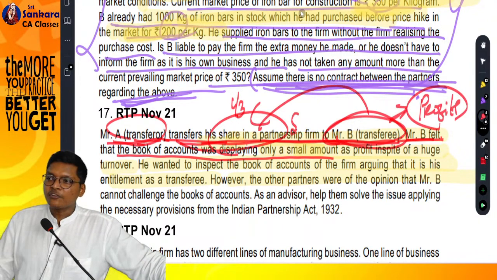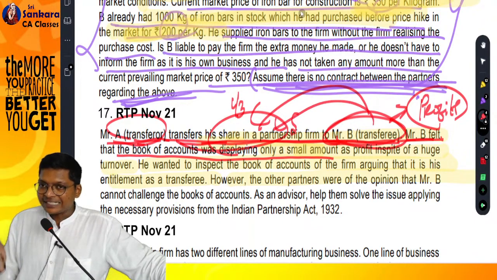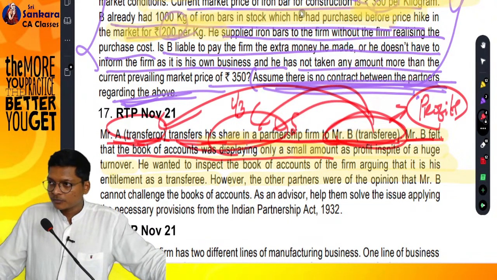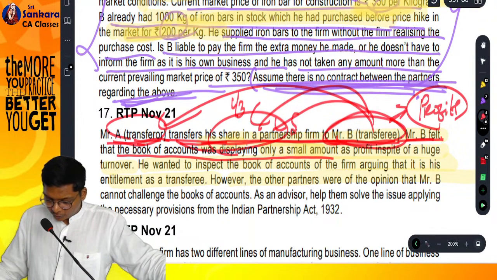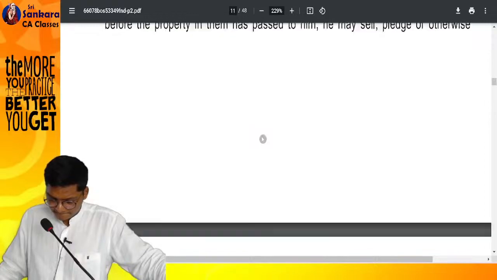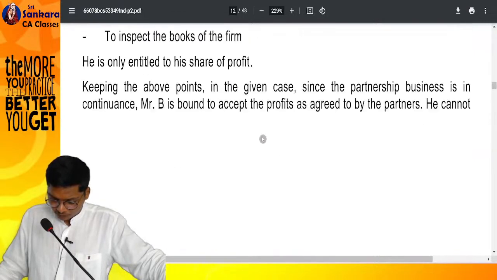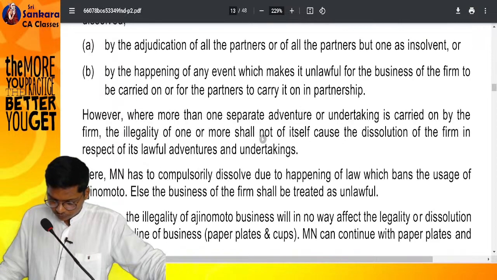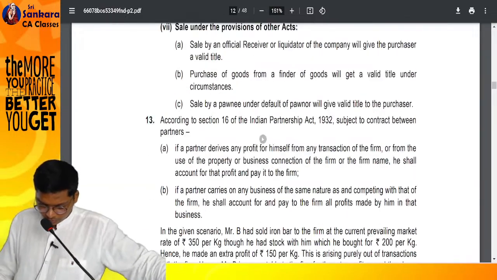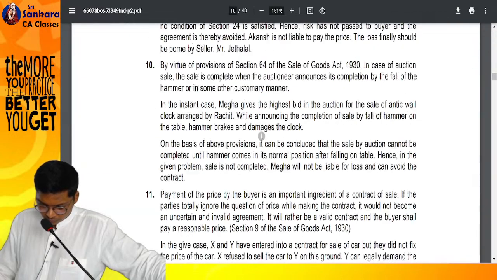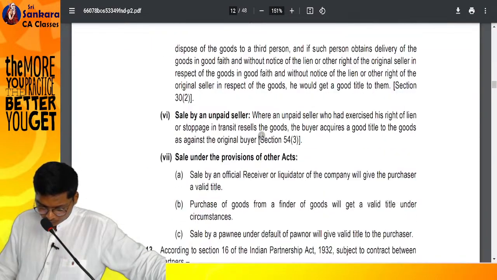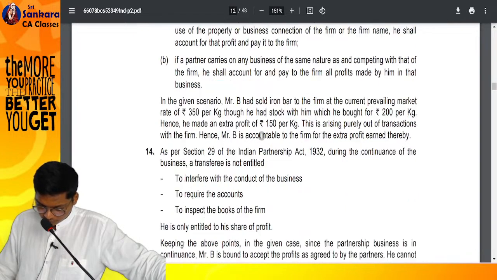Can he interfere in the conduct of business management? No. Can he participate in other activities of business? No. Can he inspect books of accounts? No. Only you can get the share of profit. Are you able to follow, guys? I think section number 29 or 28 should be same in the RTP. So let me just check it once. It should be somewhere here. Yeah, this one.